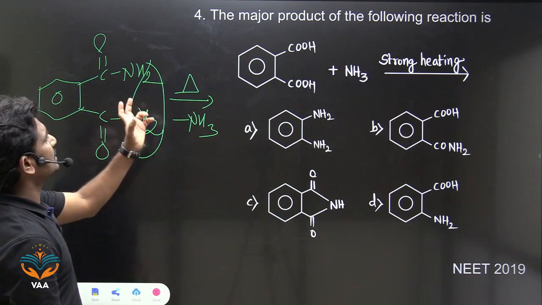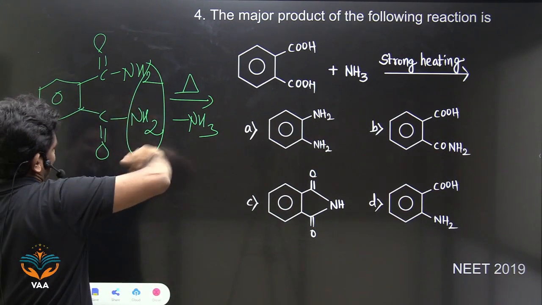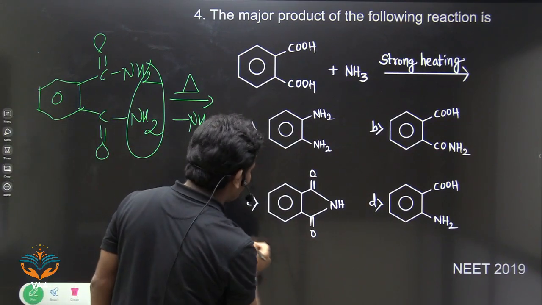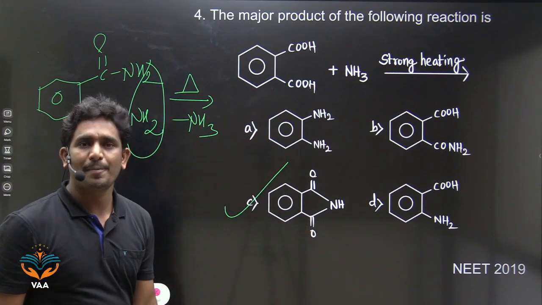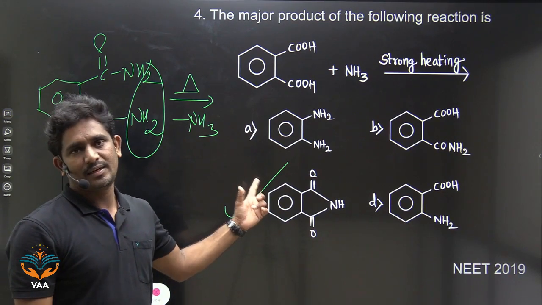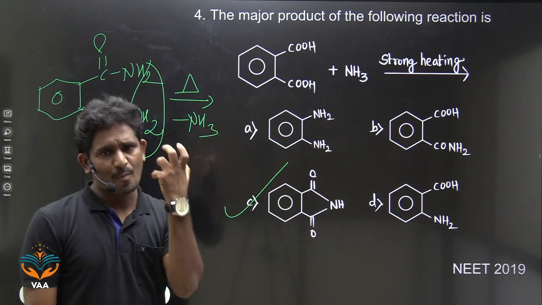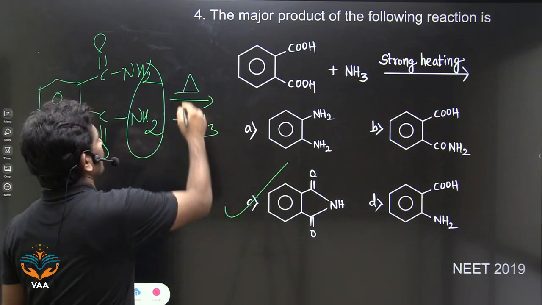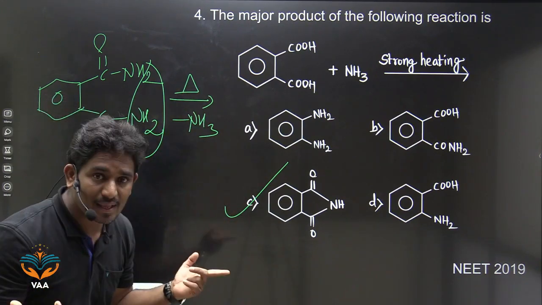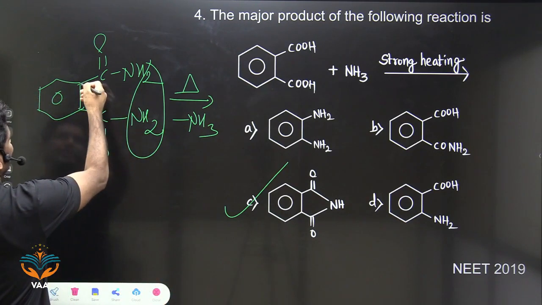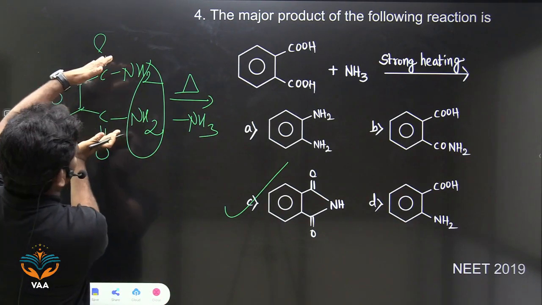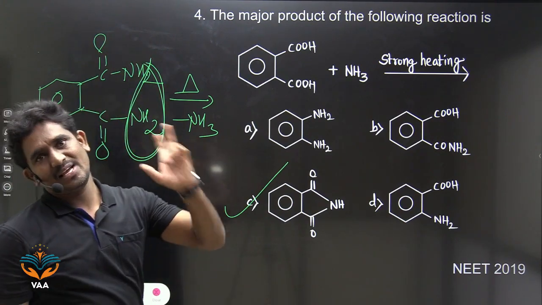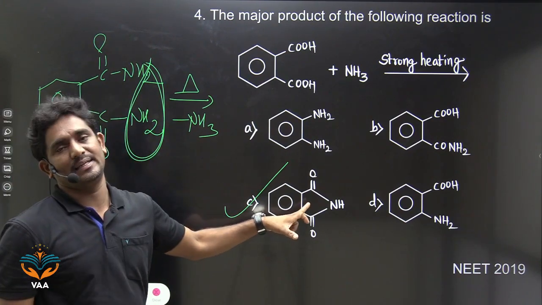Okay, so what happens now? You will get cyclic amides. The cyclic amide is called phthalimide. You will get the answer C. So there is a liberation of ammonia gas on strong heating. Why? Because the groups are adjacent and very close to each other, right? So deamination takes place, that gives phthalimide.